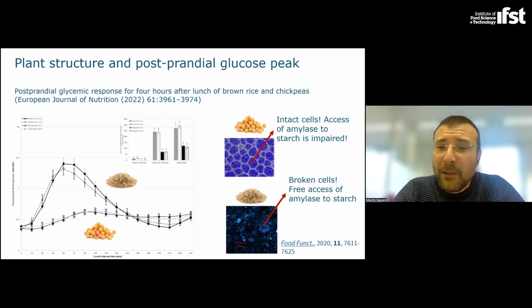When you look at the rice, what you see is that after cooking, all the cells are broken. This is because rice contains a great amount of starch. So when you cook your rice, the starch will gelatinize, and the pressure will basically break all the thin cell walls of rice. So after cooking, you don't have any intact cells in rice, which means that the amylase can freely access starch, and the digestion of starch will be faster.